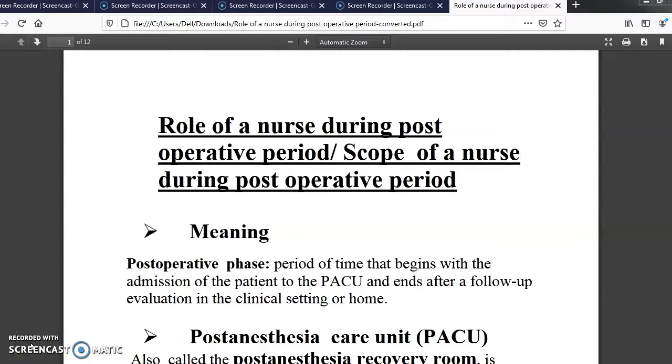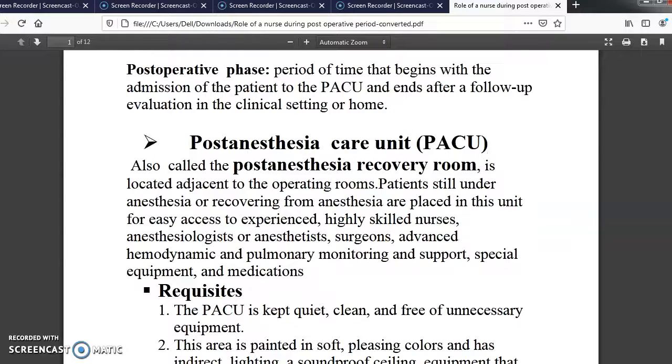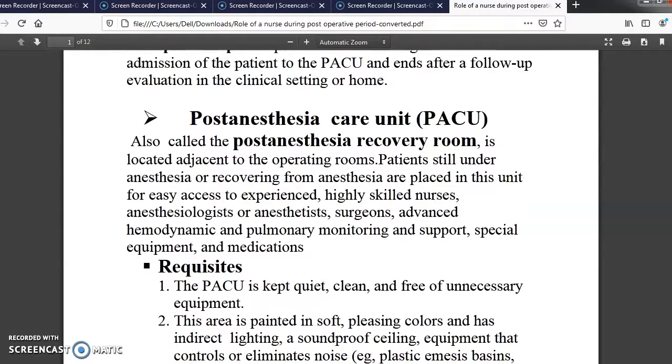Often known as the post-operative period. The post-operative phase is a period of time that begins with the admission of the patient to the post-anesthesia care unit and ends after follow-up evaluation in the clinical setting or home. Post-anesthesia care units are located adjacent to the operating rooms.